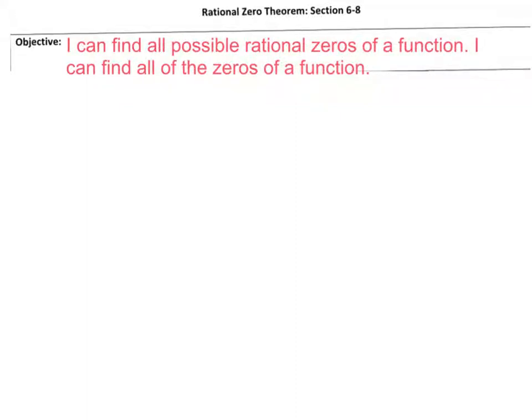This is section 6-8, the rational zero theorem. Our objective today is: I can find all possible rational zeros of a function, and I can find all of the zeros of a function. Our first objective deals with the first section of the 6-8 notes you have. The second objective deals with part 2 of the 6-8 notes. So I've just made one video for all of the 6-8 notes.